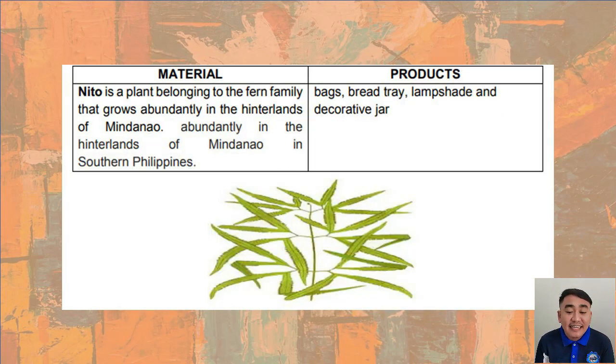Next, we have nito. Nito is a plant belonging to the fern family that grows abundantly in the hinterlands of Mindanao. The products are bags, bread tray, lampshade, and decorative jar.